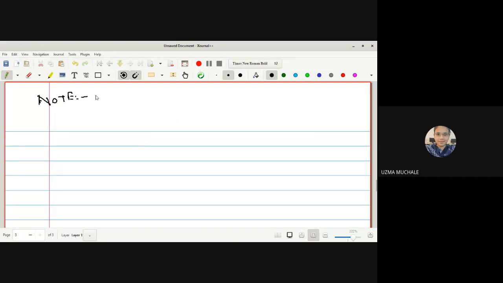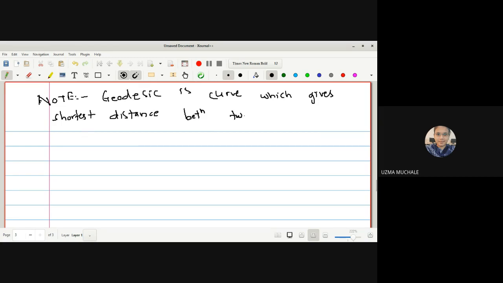Now there is one note. Geodesy is a curve which gives the shortest distance between the 2 points. Okay, this is simply the definition of geodesy: a curve which gives the shortest distance between the 2 points.